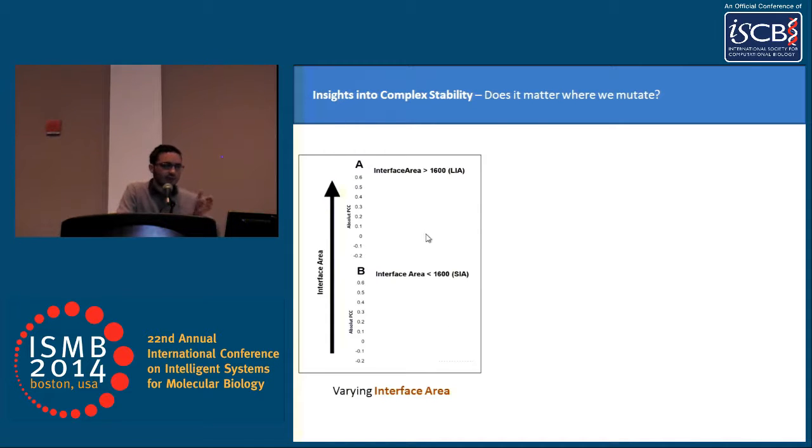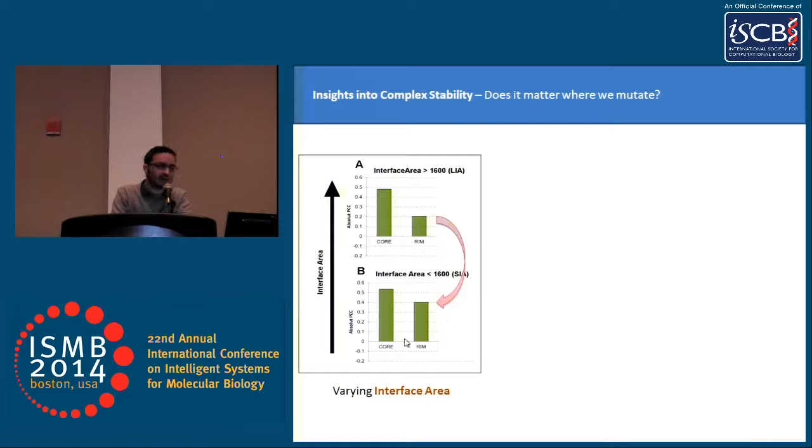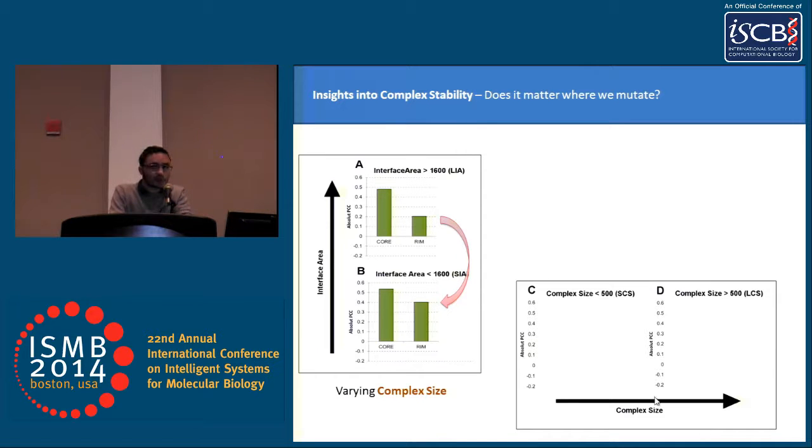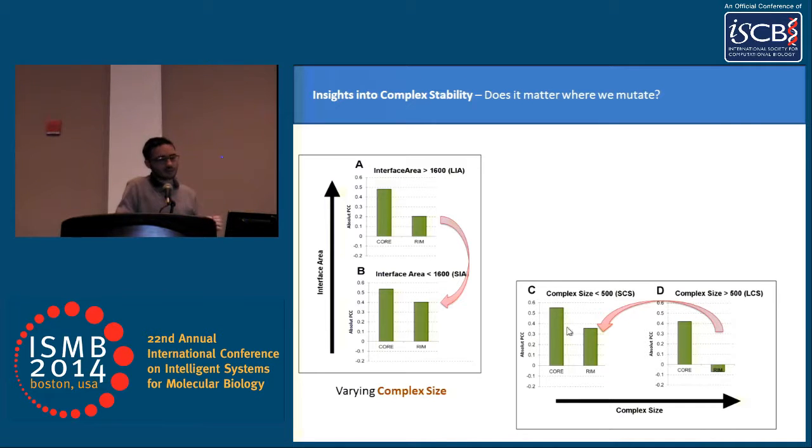We check whether mutations in core hotspot energies can correlate to KF, and similarly for rim region mutations. What happens is that as you move from large interface area to small interface area, rim region mutations start to play a more primary role. If we do the same thing with complex sizes, when we move from large complex sizes to small complex sizes, again, rim regions start to be a little bit more important, at least than what they were before.